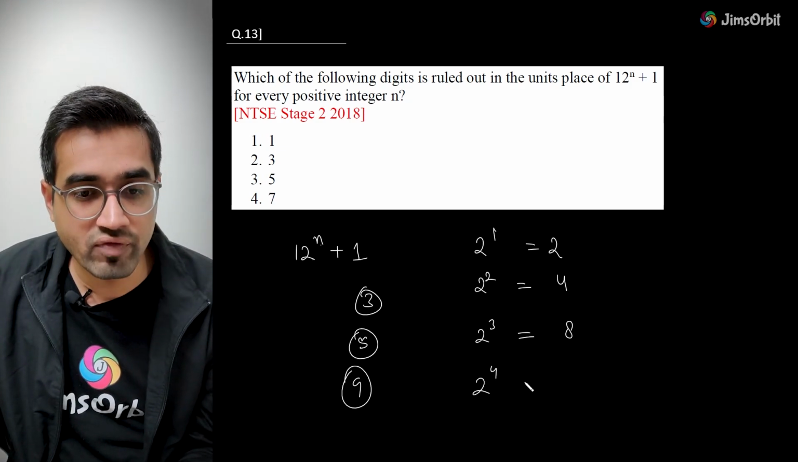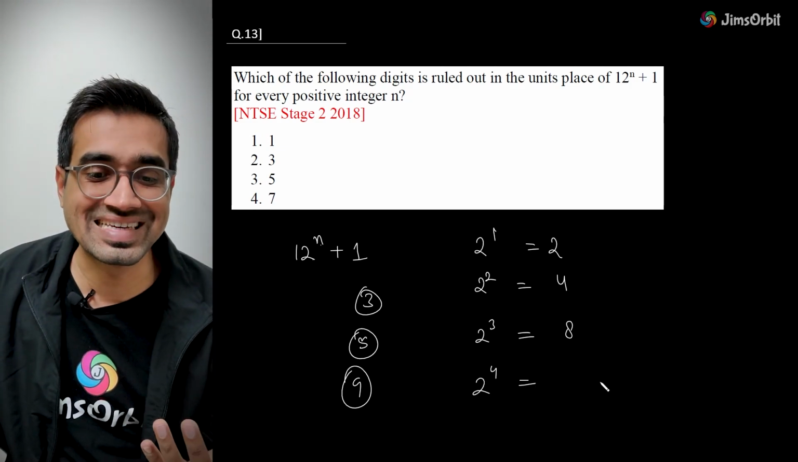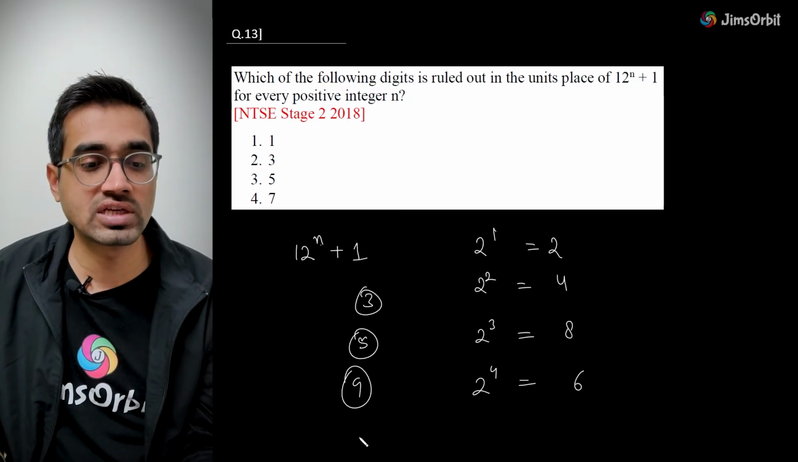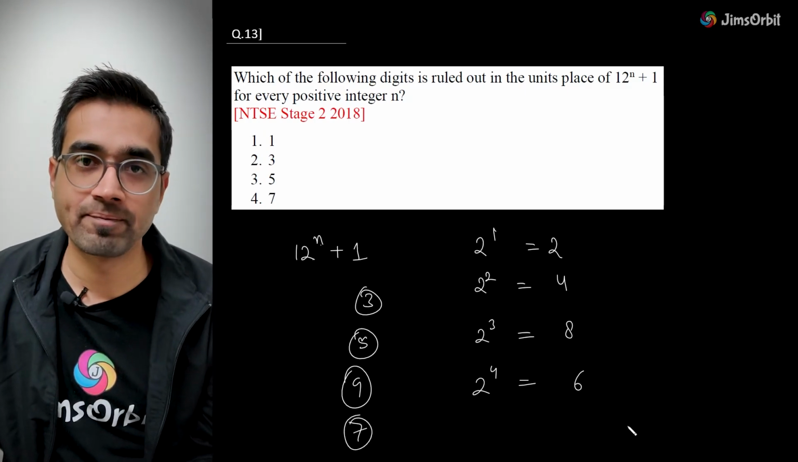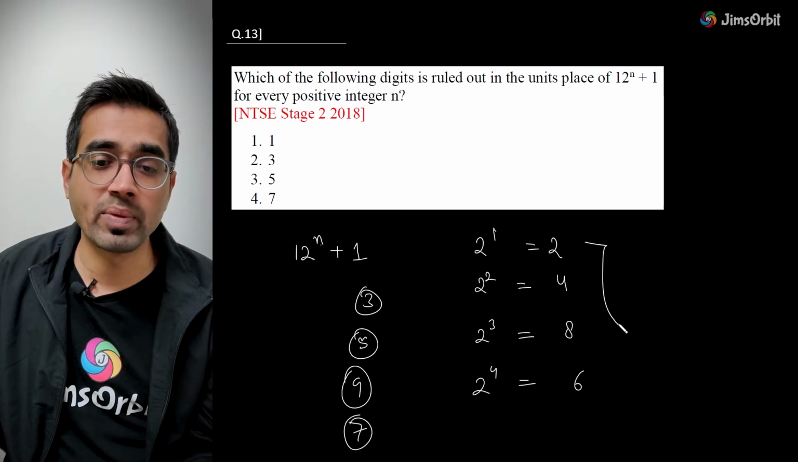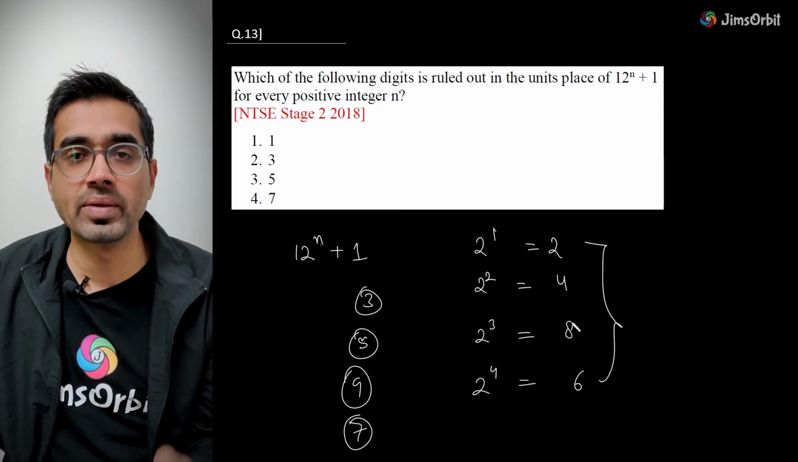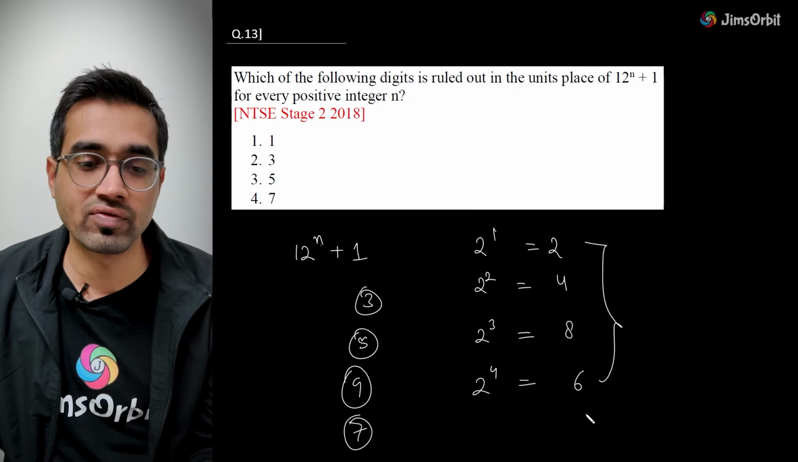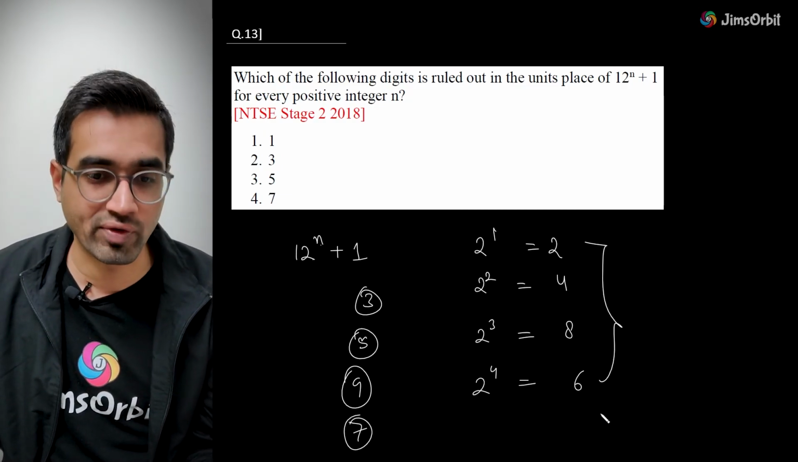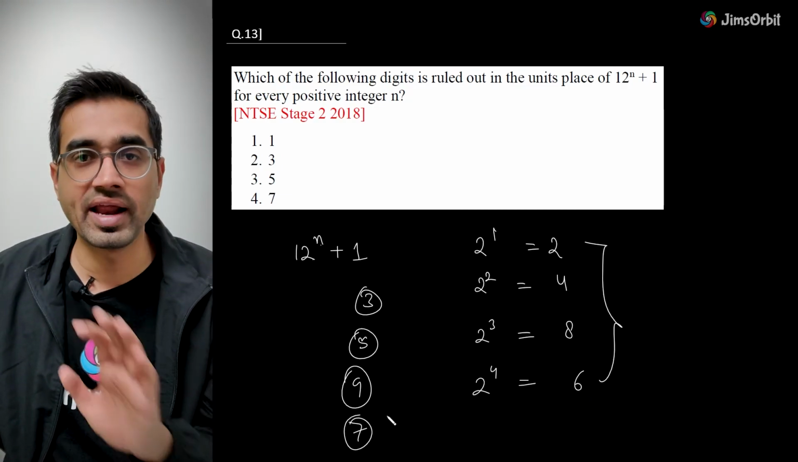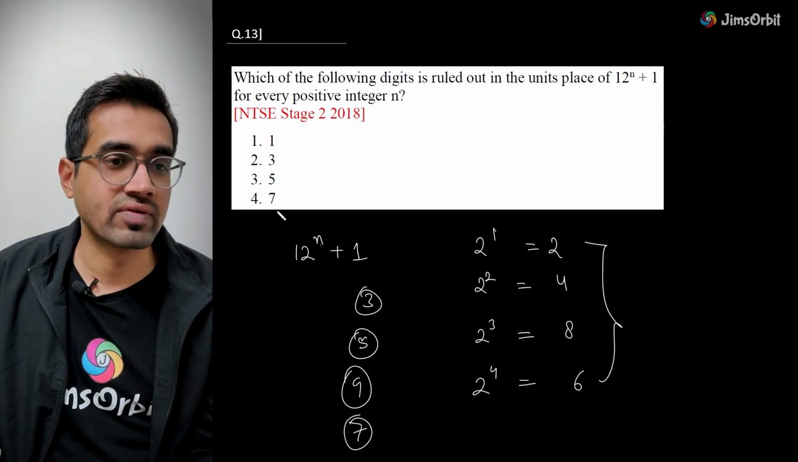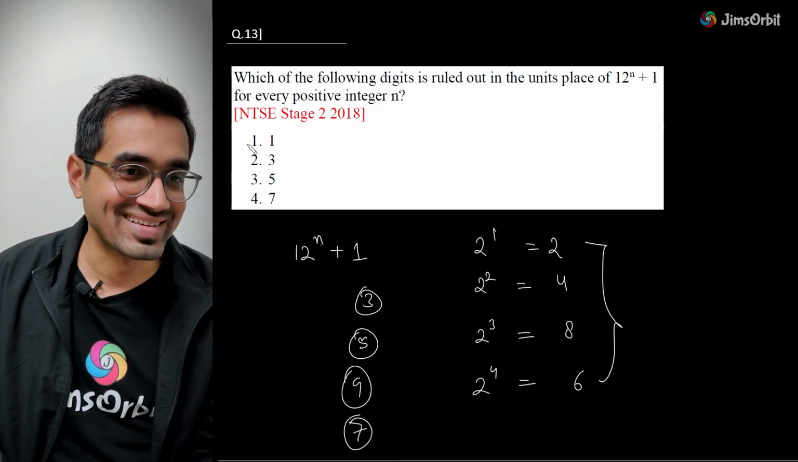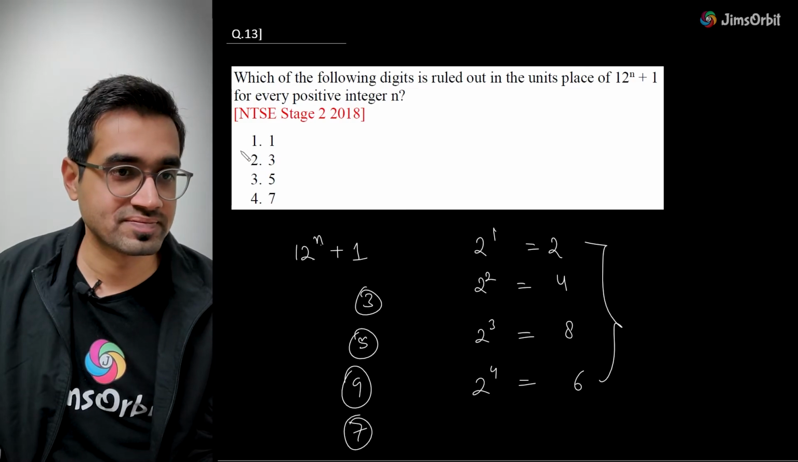Okay, 2 to the power 4. What's the units digit? 16. 6 is the units digit. What is 6 plus 1? 7. Then it will repeat. I have told you this is a cyclic property, a periodic property. It will repeat after 4, so it will give me 2 again. So it is not required to check. 3, 5, 9, 7 are the only ones allowed. What is 1 doing here? Just remove it. That's the answer for us.